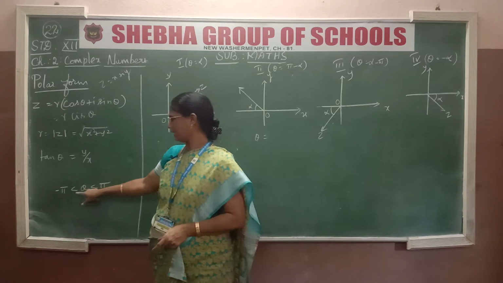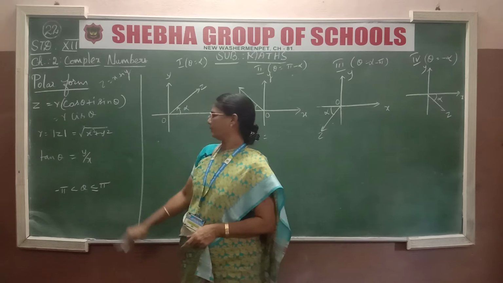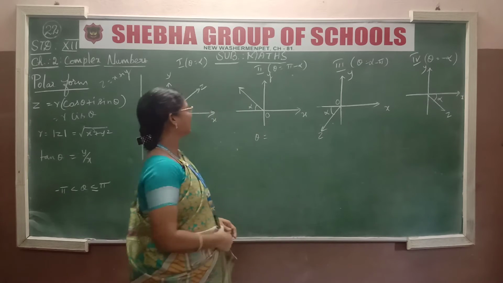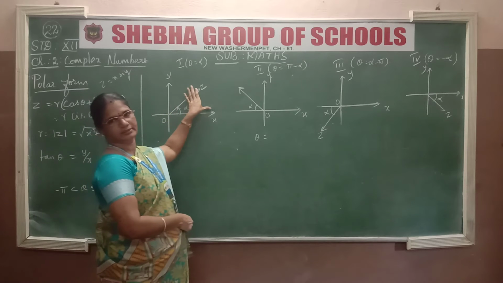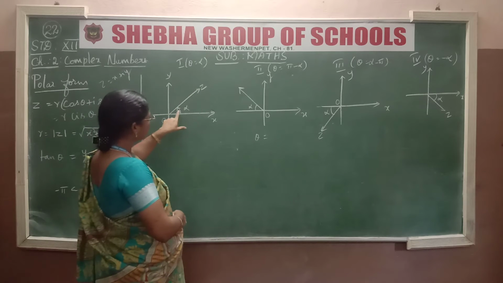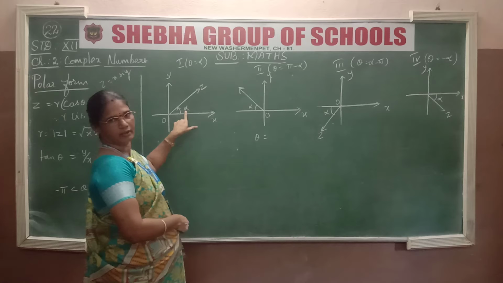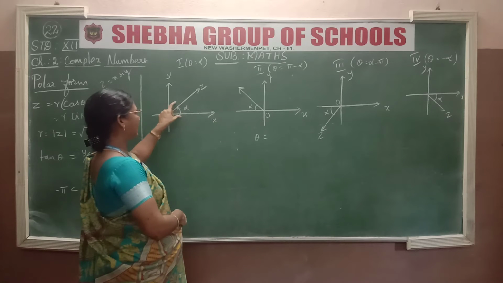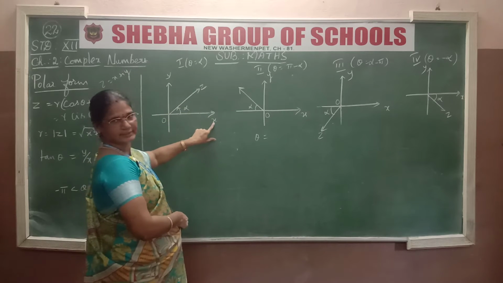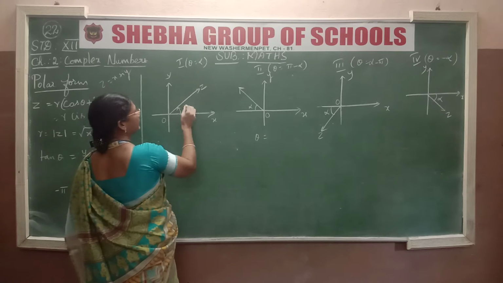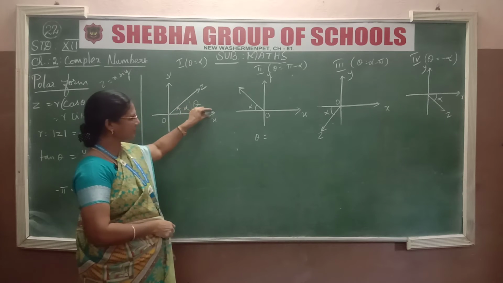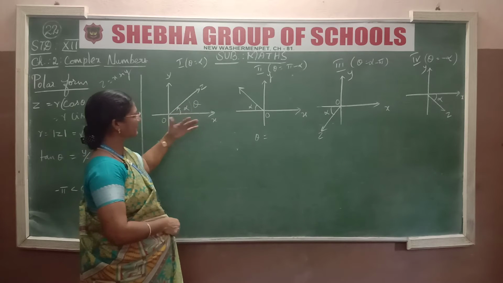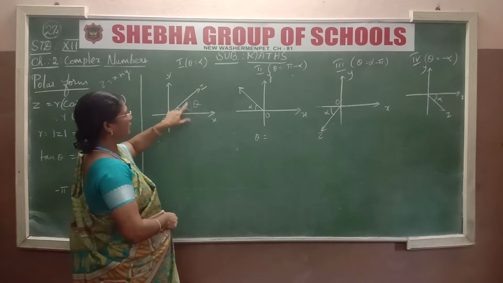Okay, and theta lies between minus pi to plus pi. Suppose our argument theta lies in the first quadrant. Suppose alpha is the angle it makes with the x axis, this is also theta. Whatever angle it makes with the positive direction of the x axis, that is our theta. So theta is alpha here.